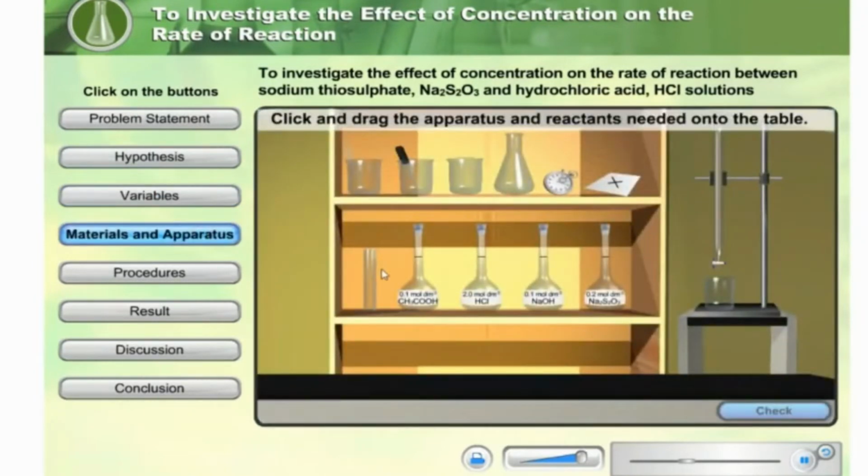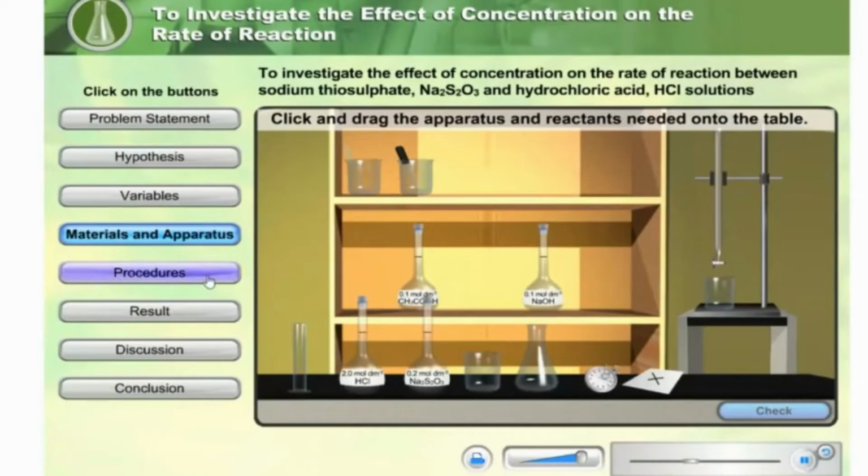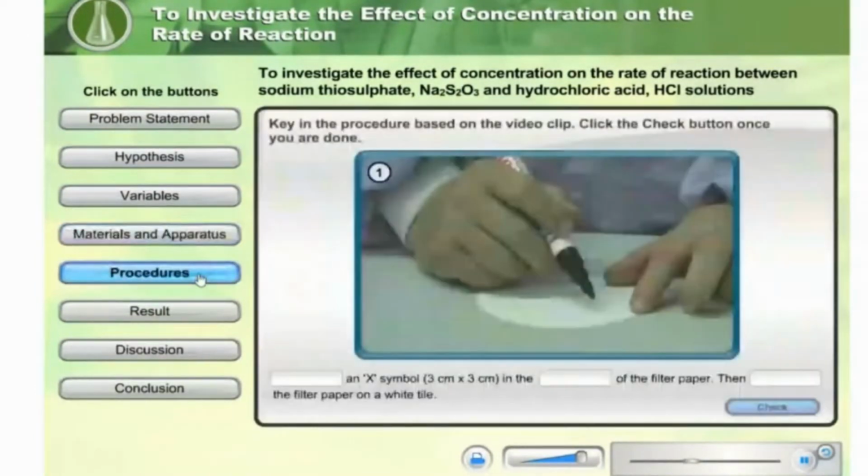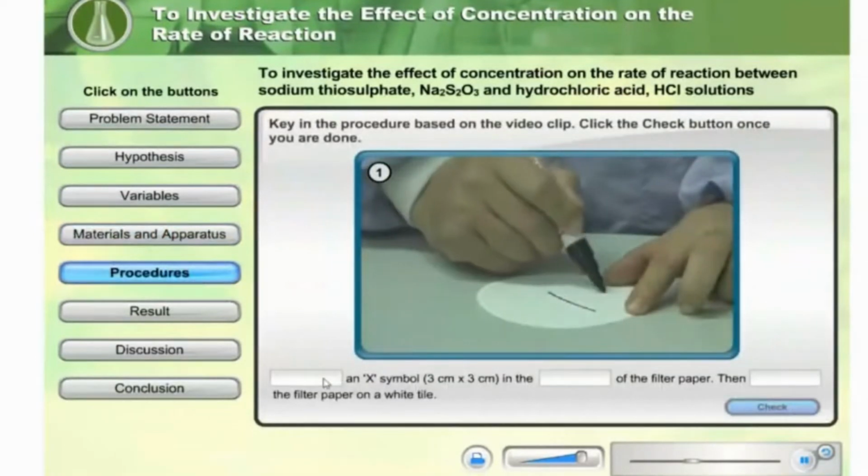Click and drag the apparatus and reactants needed onto the table. These are the apparatus and materials needed for this experiment. Watch carefully how the experiment is carried out.